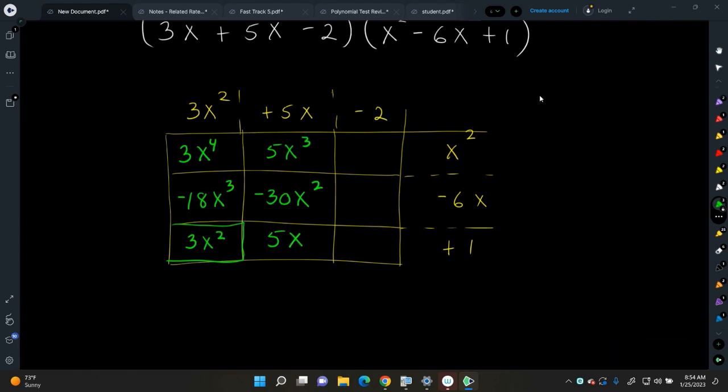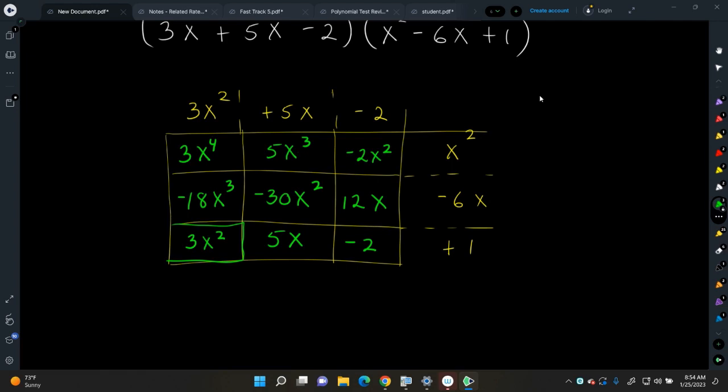Angel, how about this square? Negative 2 times x squared. Okay. Tristan, this square? Negative 2 times negative 6. Good. And then the last one, this will be negative 2. Okay? So we're filling in the square.